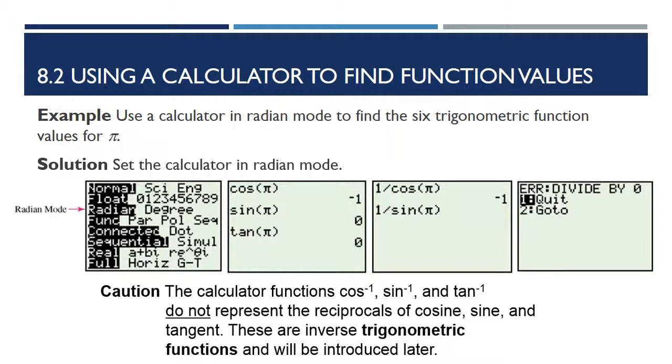And then if you did cotangent, again, it's not showing on here, but you would do 1 over tangent and you would also get an error message because you're dividing by 0, so it is undefined. Notice that the calculator functions, cosine with a little minus 1, sine minus 1, and tangent minus 1, do not represent the reciprocals. They're not cosecant, secant, and cotangent. We're going to get to what those are later. Those are the inverse trig functions. But what you must do for the reciprocal functions is actually make them reciprocals: 1 over cosine, 1 over sine, and 1 over tangent.